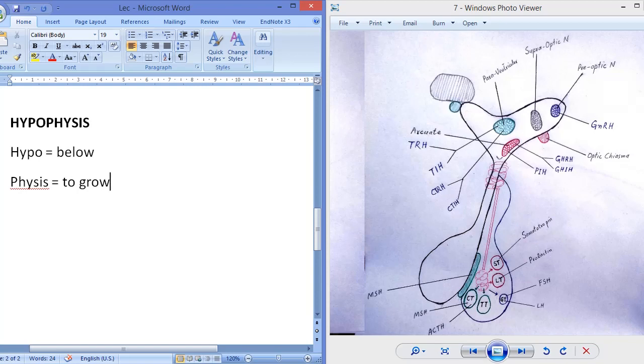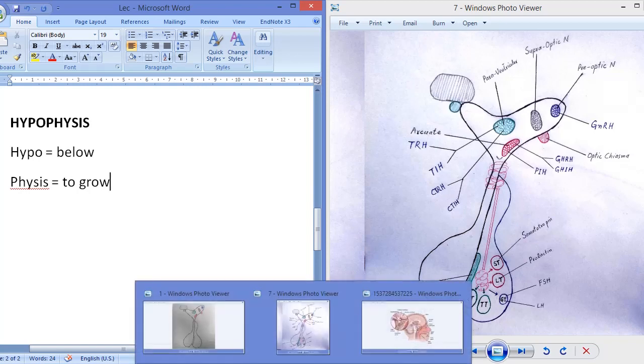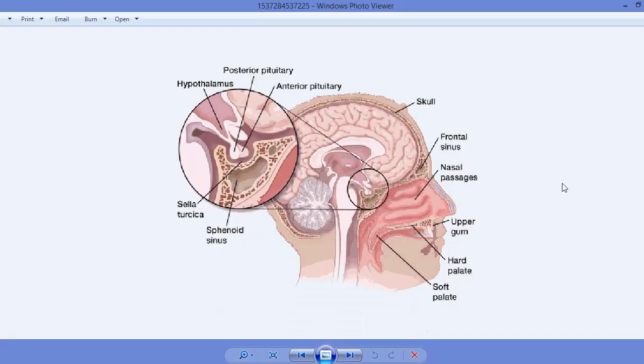Now coming towards the exact location of hypophysis. In this slide we can see that the pituitary gland is located below the brain. This represents an outgrowth at the floor of the brain or at the roof of the brain. You can see the location of the pituitary gland is inside the sphenoid bone. This part of the sphenoid bone where the pituitary gland is located is called sella turcica, and the cavity inside this sella turcica is called hypophyseal fossa.